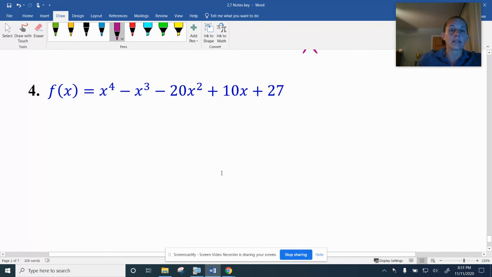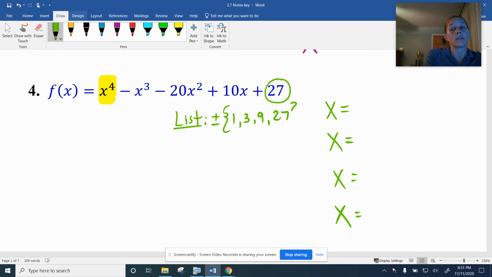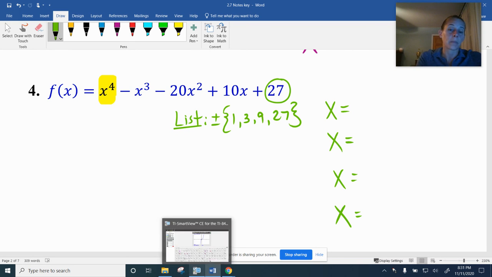Okay, and then our last example, this one is an x to the 4th. So I'm looking for 4 different x values here. If I were to make that list, I would be looking at my possible rational zeros of positive or negative 1, 3, 9, and 27, since those are my factors of 27.